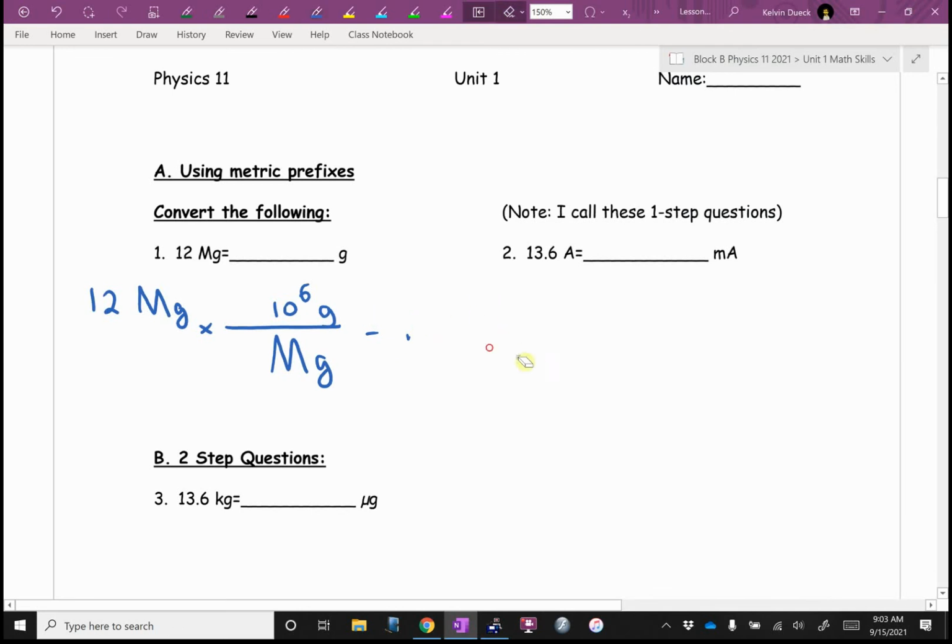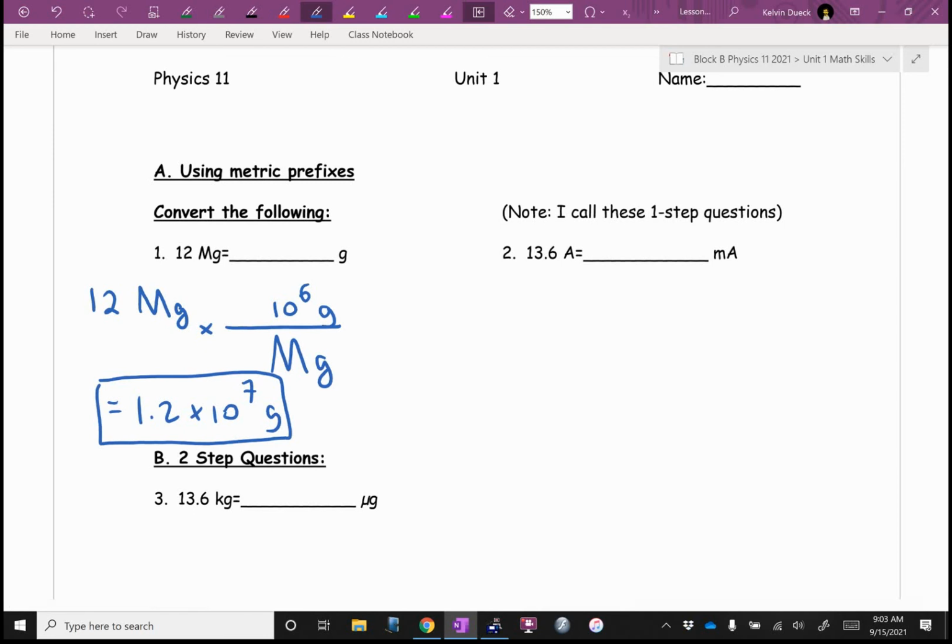You know what, Mr. Dewick? You're moving into your next question. Let's do it here. 1.2 times 10 to the 7th grams. 12 megagrams is 1.2 times 10 to the 7th grams. I call these one-step questions because one step. You'll see in part B, we'll do two-step questions in a second.